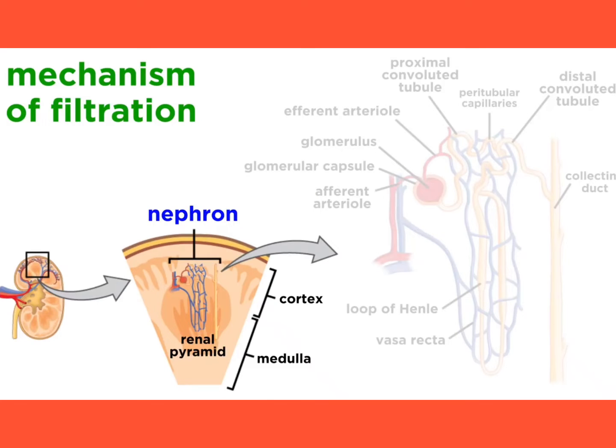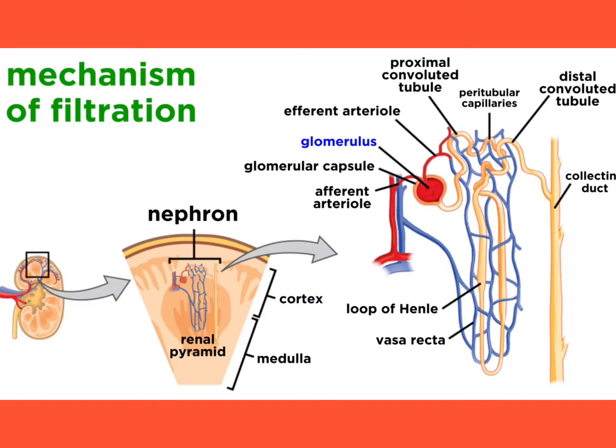The filtration occurs in tiny units called nephrons, each of which consists of a renal corpuscle that sits in the renal cortex, and a renal tubule that extends from there into the medulla, and then back into the cortex. The corpuscle contains a bunch of especially porous capillaries called a glomerulus, which sits in the glomerular capsule. Fluid from the bloodstream, or filtrate, will enter into the capsule and then into the renal tubule.